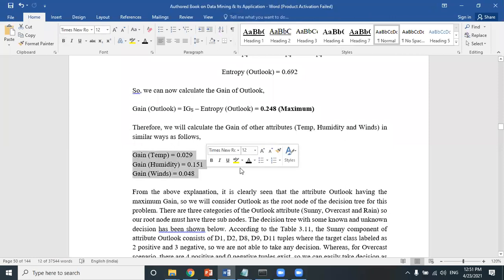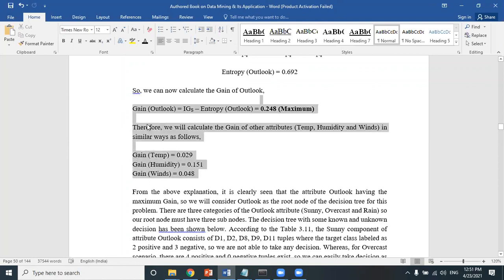I have not shown the details here, at your home you will have to try it out. Okay, clear? So these are the 4 gains that we have received. This is the gain for outlook, and these 3 are the gains for the other attributes. Now we will have to choose the attribute with the maximum gain. So among these 4, which has the maximum gain? This one, the outlook, 0.248, but the rest are smaller.